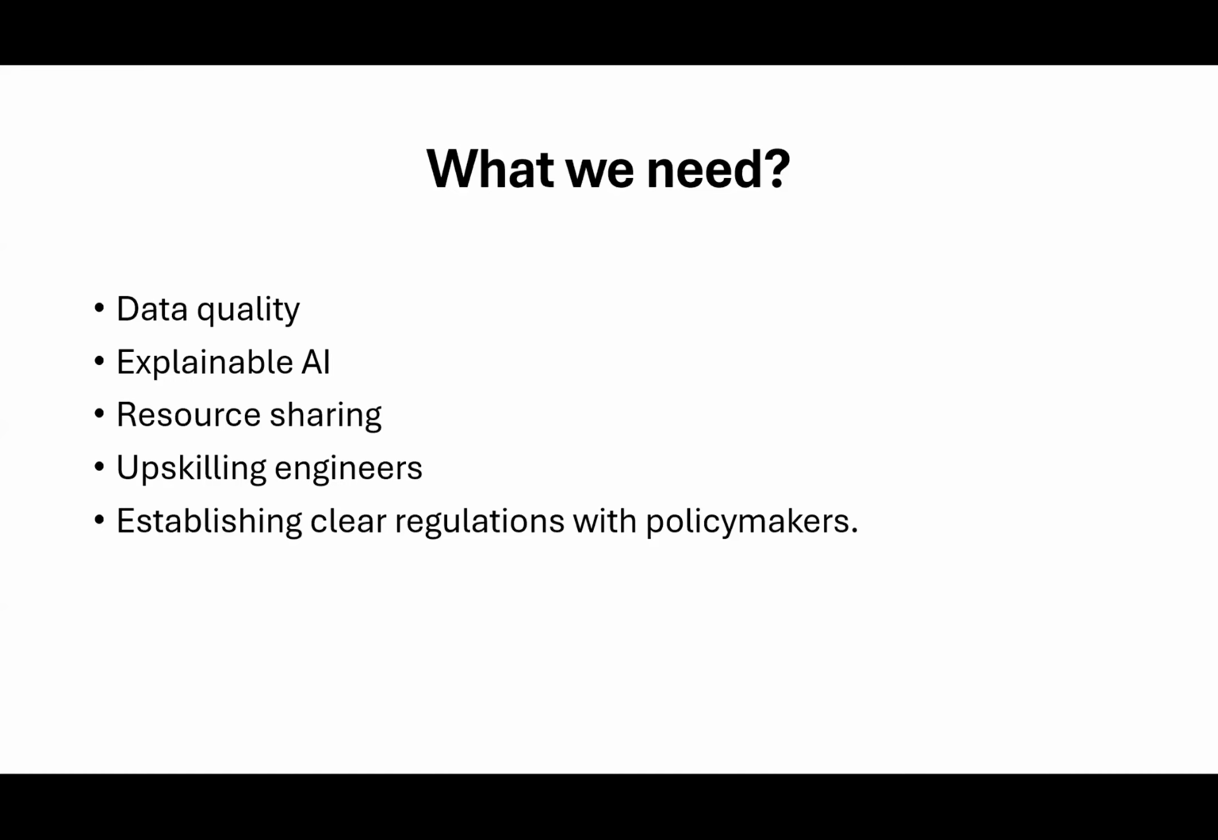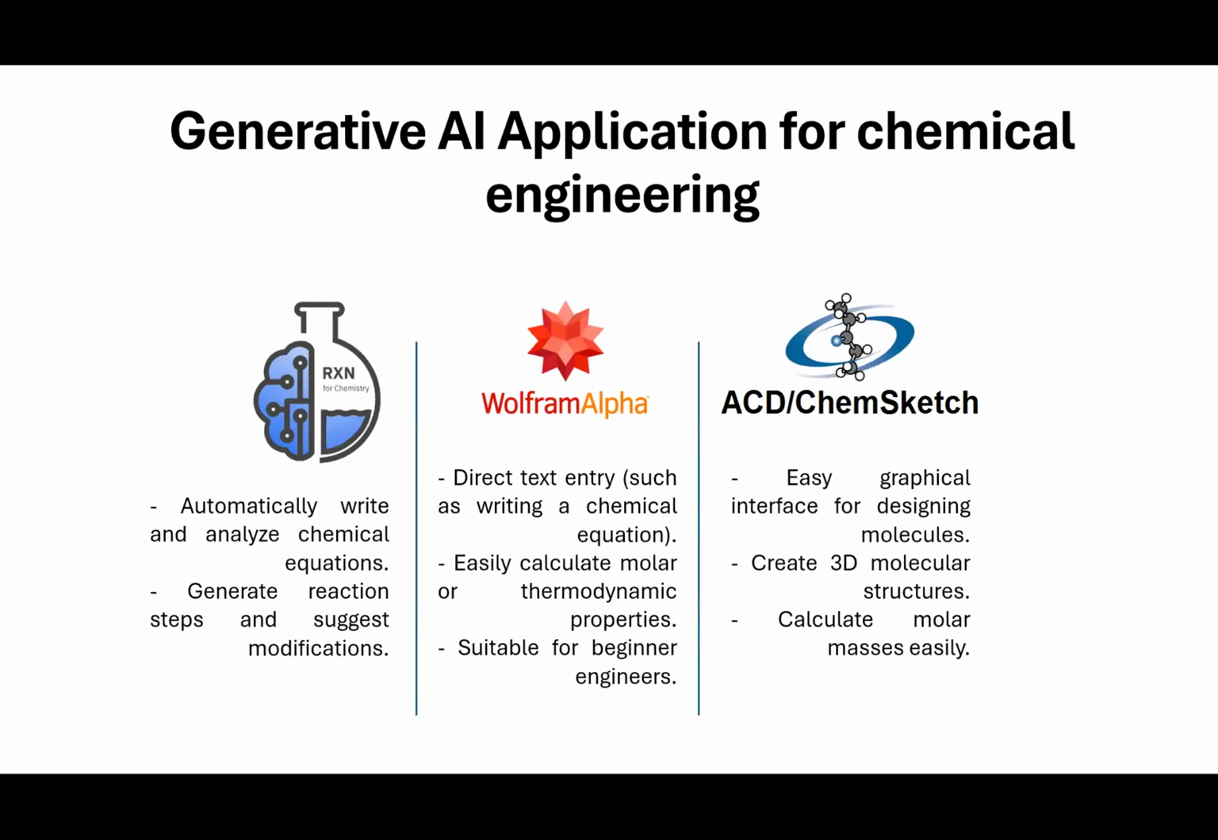Also, we need to establish clear regulations with the policymakers. We need to establish policies. We need to establish how to develop these models, how to use these models, how to operate these models. So AI governance is really important for any organization that develops or operates or uses AI in general and generative AI specifically.